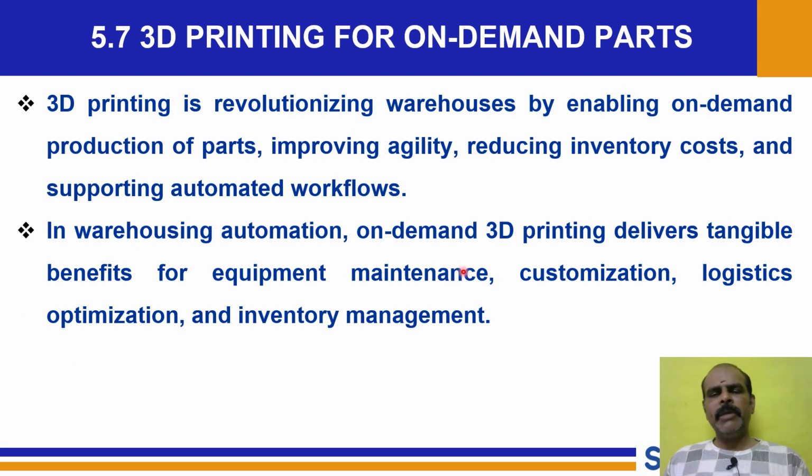In warehousing automation, such on-demand 3D printing delivers tangible benefits for equipment maintenance, customization, logistics optimization and inventory management. So for one part, you need not break your head for all these cases. Only one part is essential, so directly have a 3D printer and immediately you can go ahead with printing the part. Print one particular part and you supply it to them. That's it. Simple concept. That is how it works.